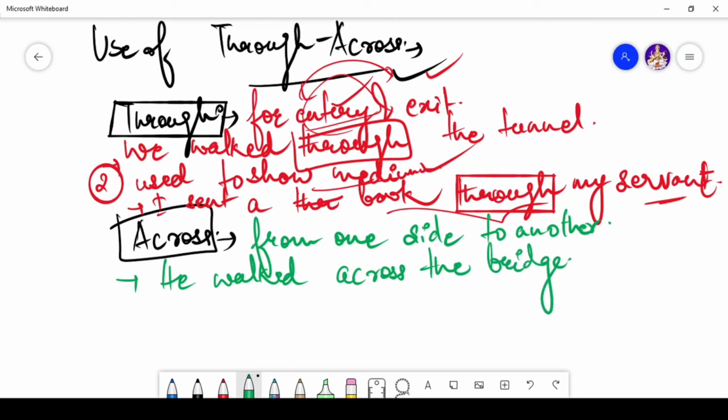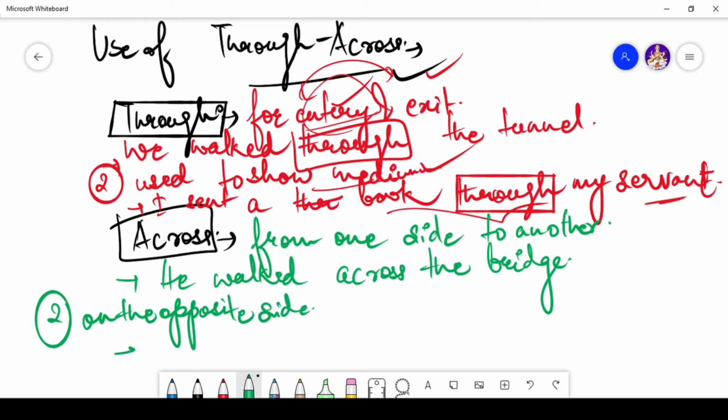Okay, if I say that my village is across the bridge, it means my village is on the other side of the bridge. He walked across the bridge means he walked to the other side of the bridge. Now the second scenario is that across can also be used to show the opposite side. Same thing, opposite side also.